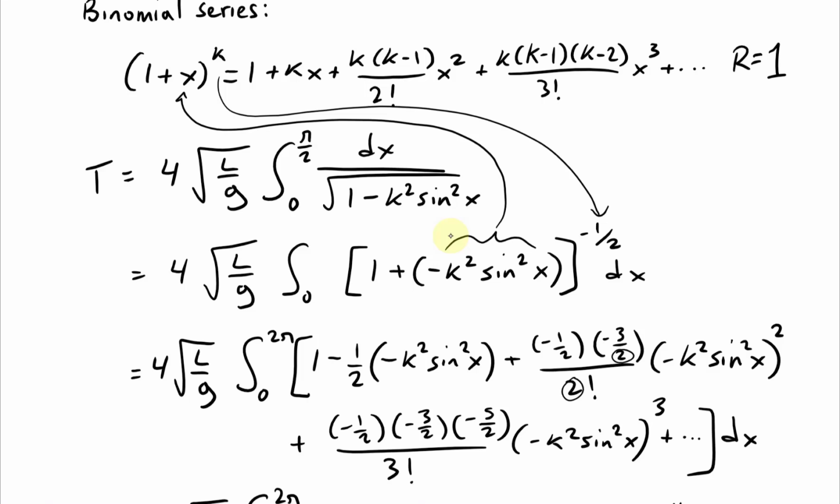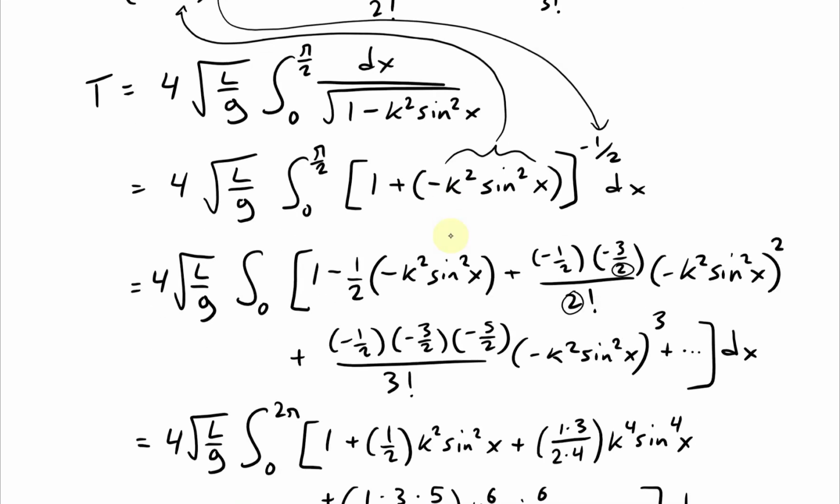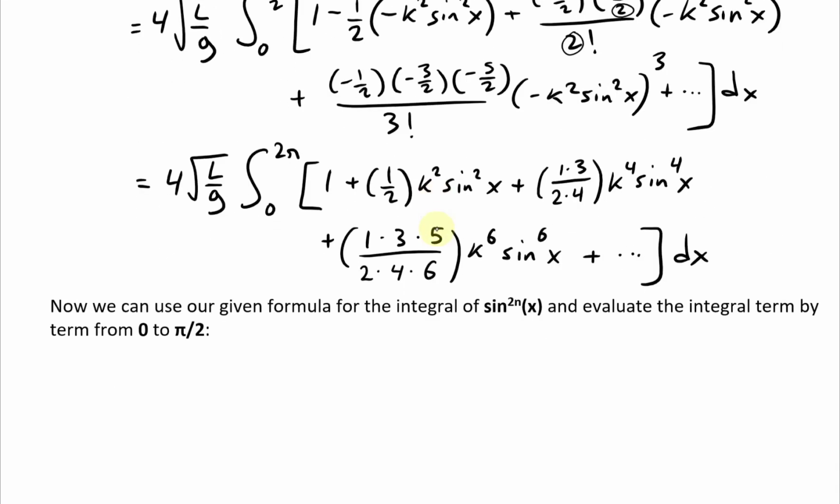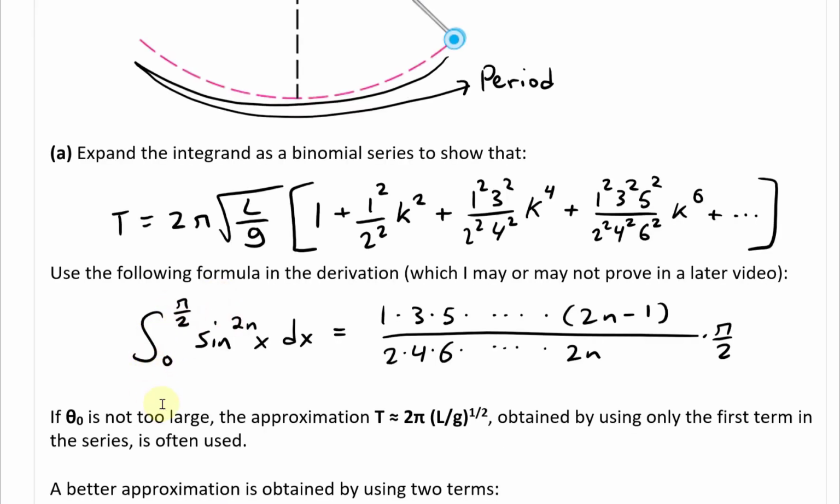This is pi over 2, yes, my bad. Pi over 2. And then this is going to be pi over 2. Yeah, so that's pi over 2. So we're going to evaluate term by term from 0 to pi over 2, and then we're given in the above formula. Yeah, so here's the above formula, which is correct.